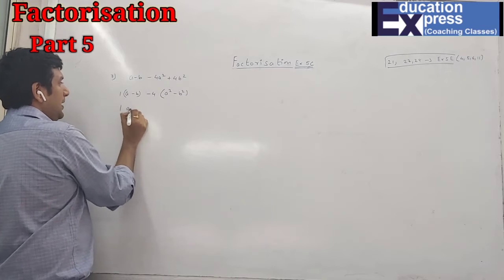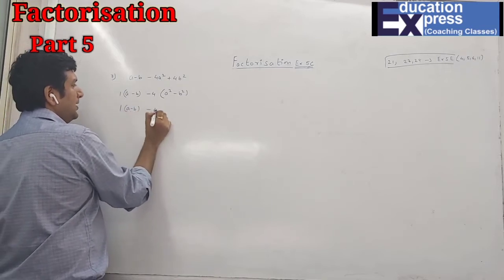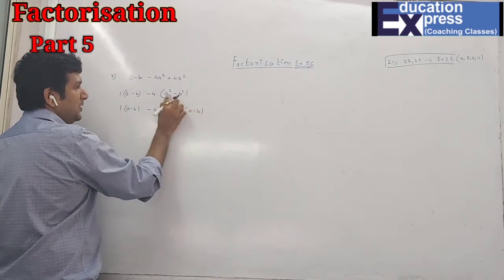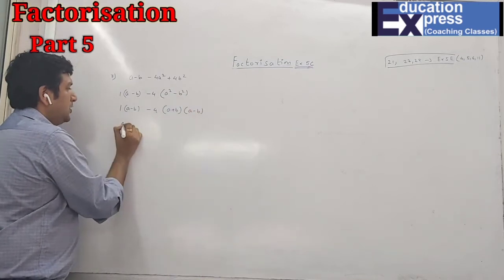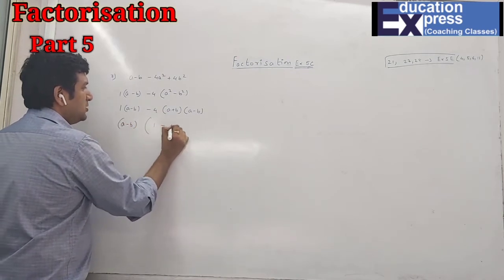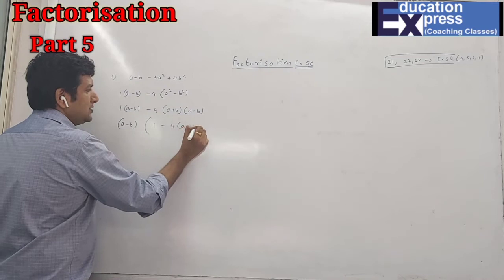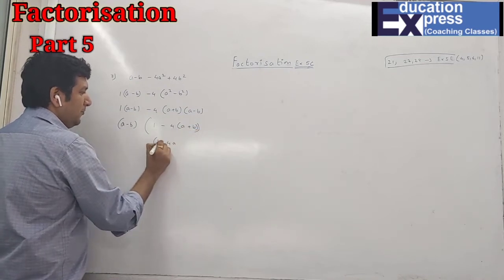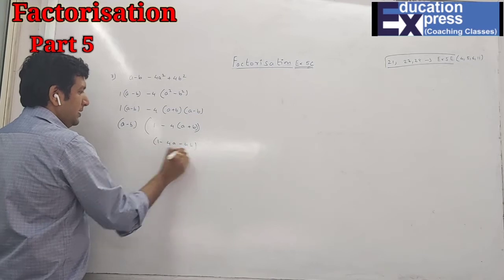So 1 into a minus b, minus 4 into a plus b a minus b, using the a square minus b square formula. What is common? a minus b. What is left? 1 minus 4 into a plus b. So if I open, I'll get minus 4a. 1 minus 4a minus 4b is the answer.